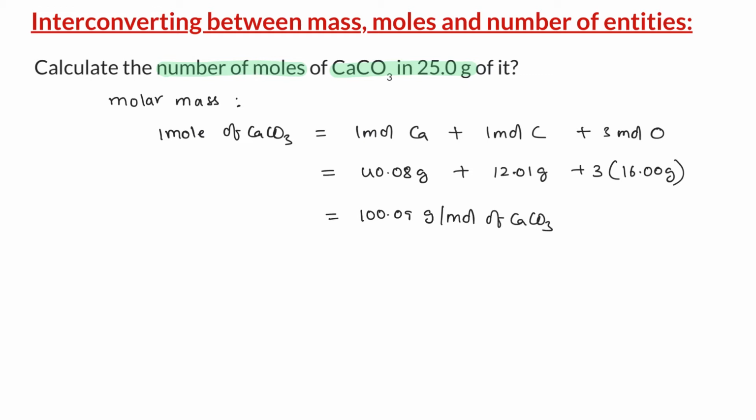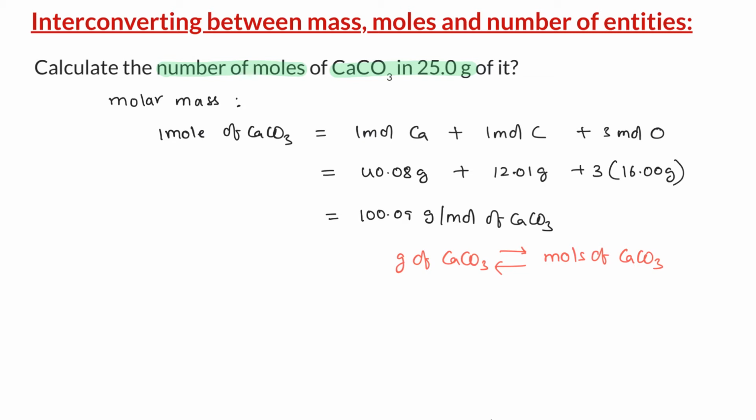Let me say it again. 100.09 grams in 1 mole of calcium carbonate. We can use this as a conversion factor to convert from grams to moles of calcium carbonate and from moles to grams of calcium carbonate. I am going to use dimensional analysis to do this conversion.